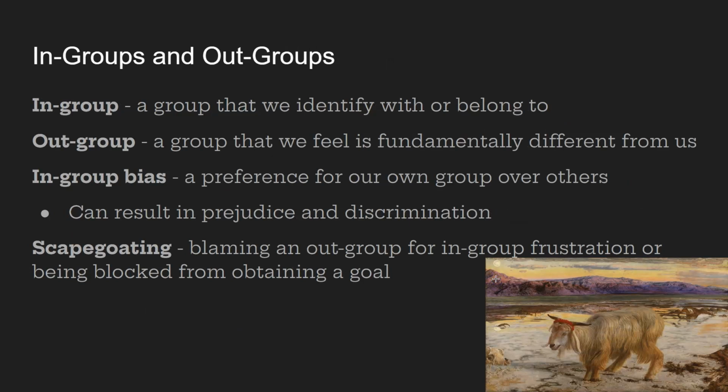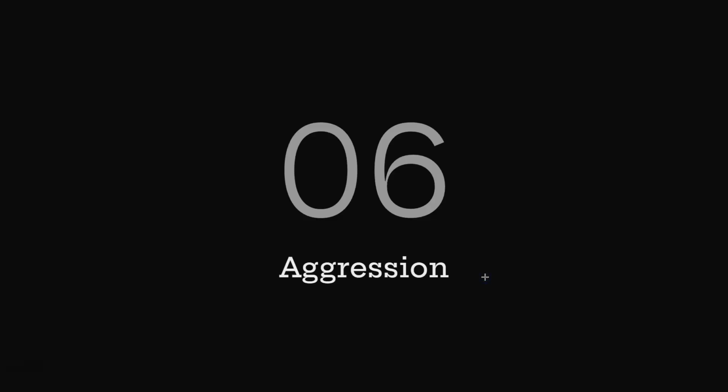In-groups and out-groups. So an in-group is a group we identify with or belong to, and an out-group is a group that we feel is fundamentally different from us. In-group bias is a preference for our own group over others, and this can result in prejudice and discrimination. Scapegoating is blaming an out-group for an in-group frustration or being blocked from attaining a goal. And this is called scapegoating because back in the old days, they used to put all their sins on a goat. They blamed all their sins on a goat. That's what I'm painting up here.